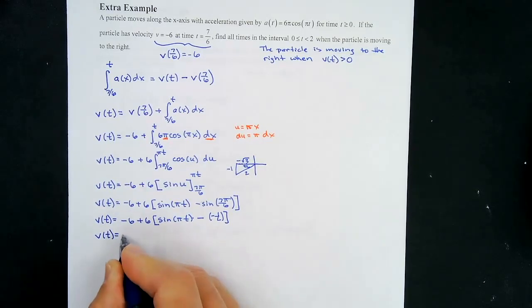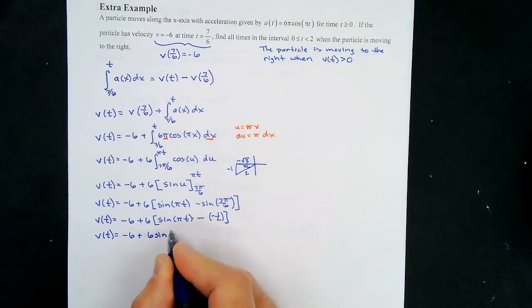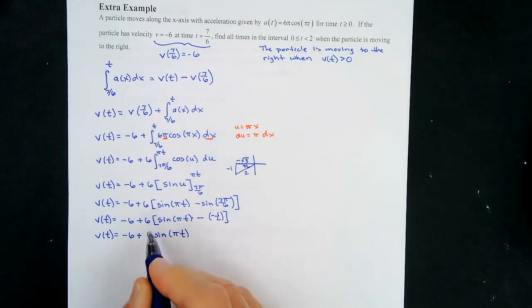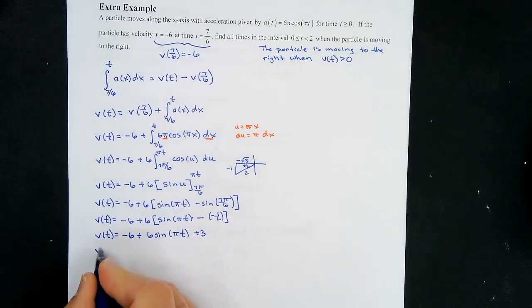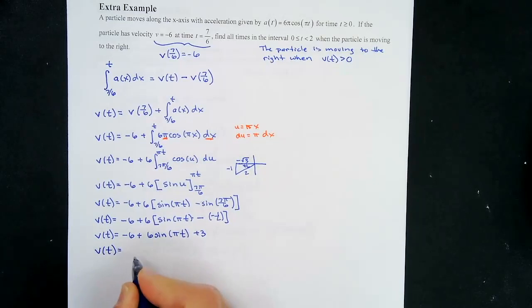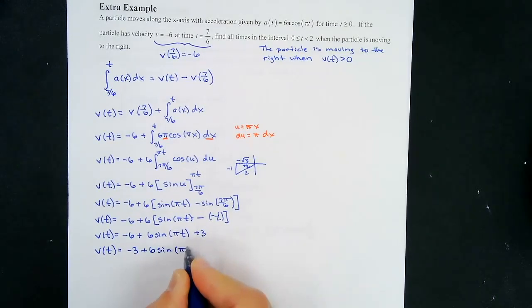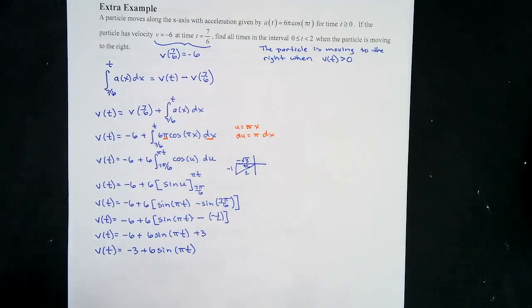That makes v of t equal to -6 plus, and I'm going to distribute my 6 here. So this is going to be plus 6 sine of pi t. This becomes plus 1/2, but I'm going to multiply by 6. So 6 times 1/2 is plus 3. And so that makes my velocity function v of t equal to -3 plus 6 sine of pi t. Okay, so now we've got our velocity function. That is a velocity for any time value, okay?